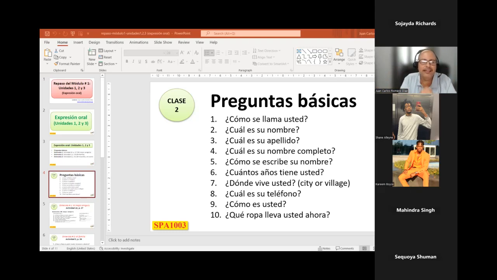Sequoia, ¿cuál es su, sorry, I had already asked you. Anyhow, ¿cuál es su apellido? Mi apellido es. Well, I couldn't hear the whole answer, but I guess that you said mi apellido es Schumann. Ralph, ¿cuál es su apellido, Ralph?